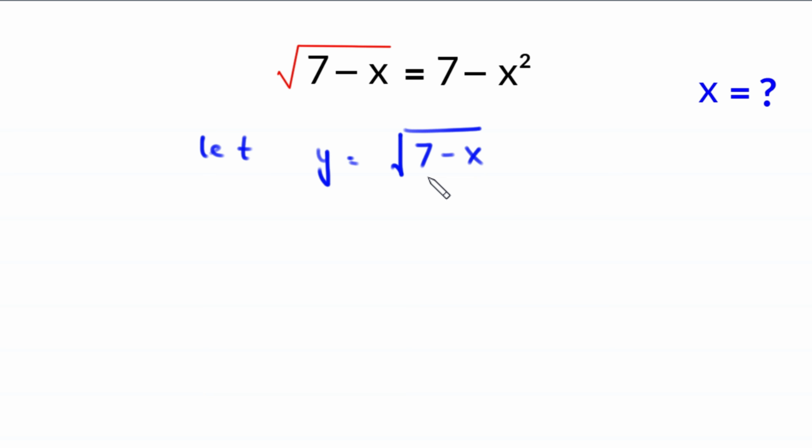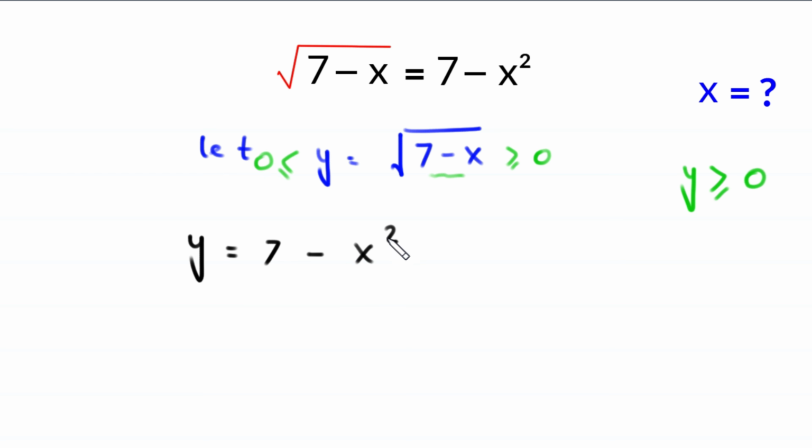Because 7 minus x must be greater than or equal to 0, this y must be greater than or equal to 0. Now we replace this root of 7 minus x with y, so the original equation becomes y equals 7 minus x squared. Move the negative x squared to the left hand side, and this becomes x squared plus y equals 7. Let's call this equation number 1.